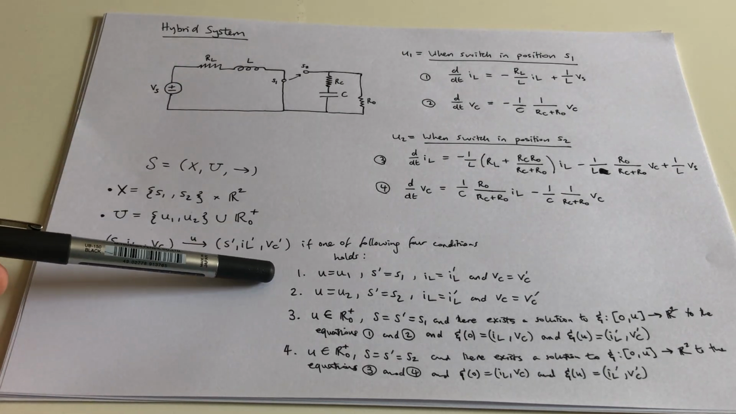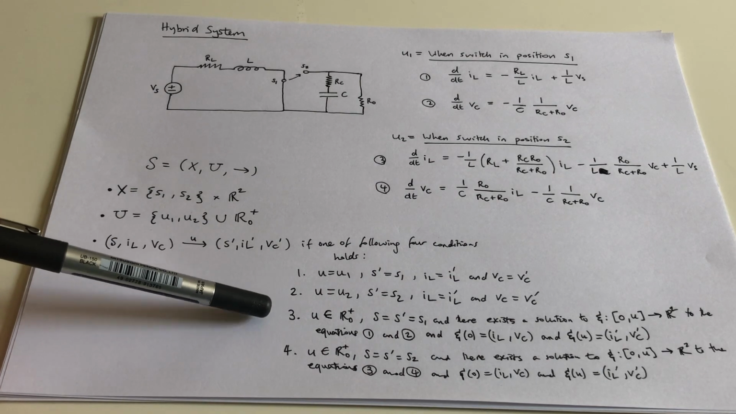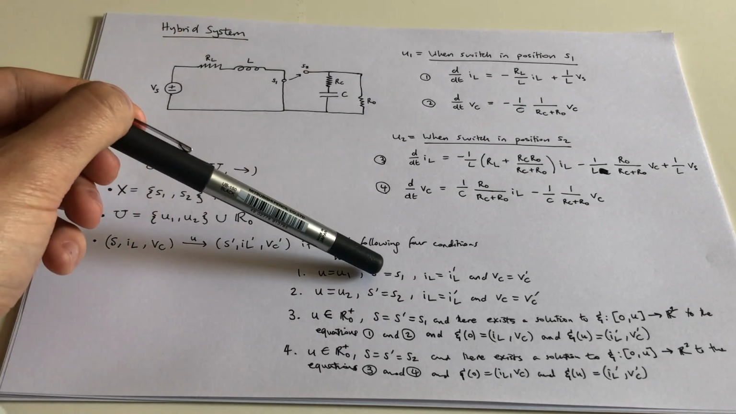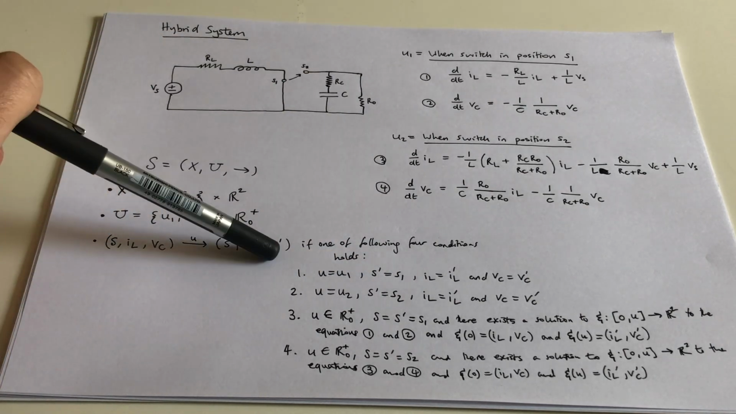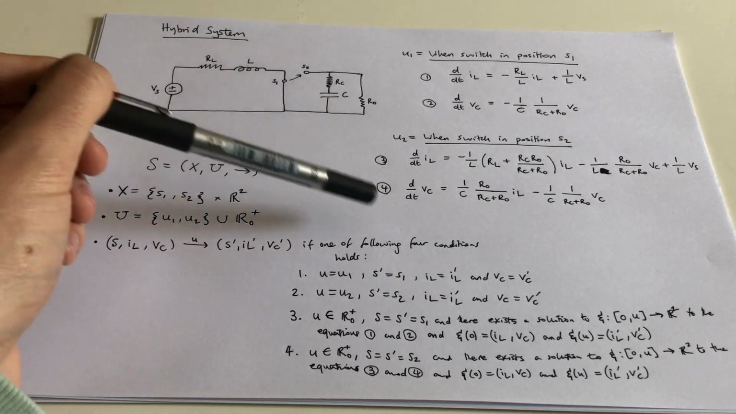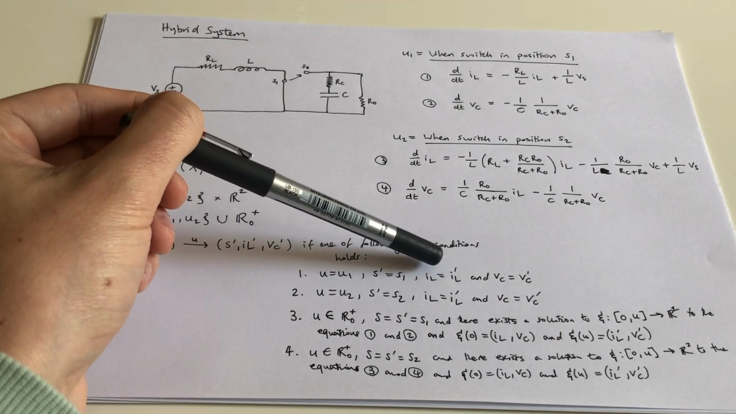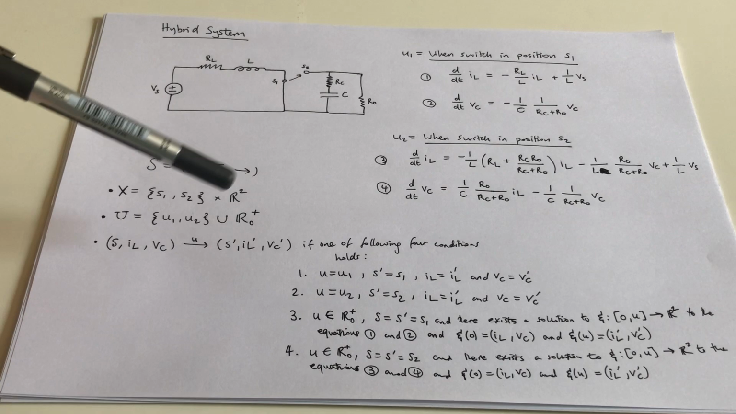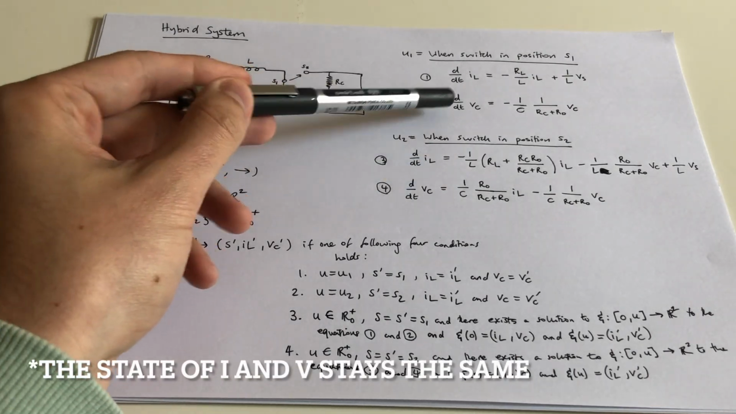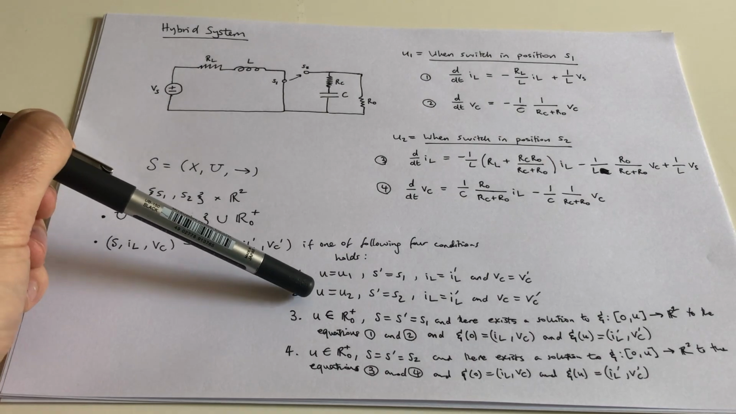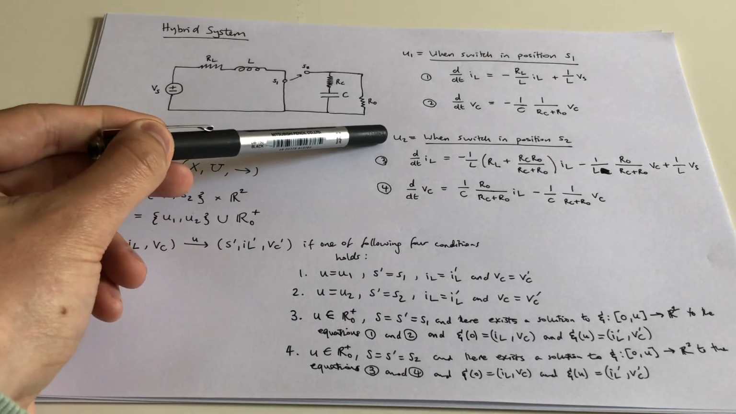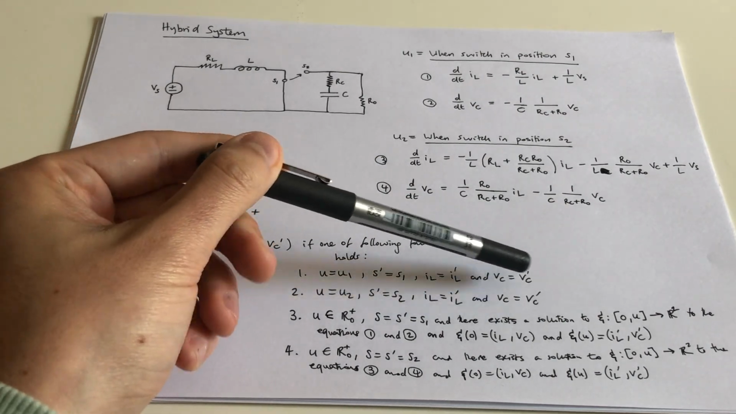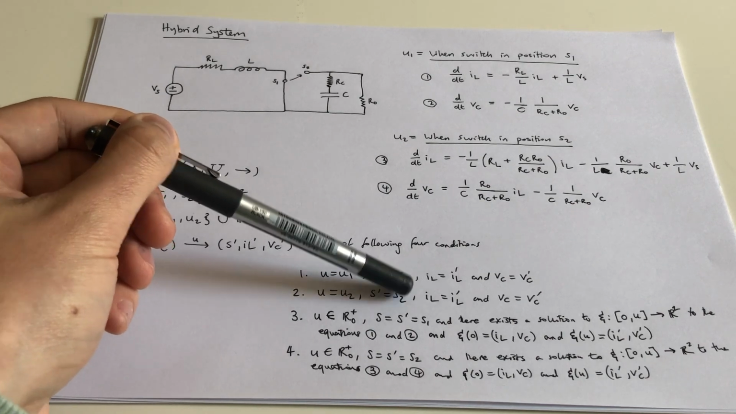And here we have 4 conditions for how that system will evolve over time. So in the first case, when U is U1, then we say that the switch in the transition should be switching to position S1, and that then I and V remain the same. Only the switch is changing here. The dynamics themselves are remaining the same. Similarly, when we set the input to U2, I_L and V_C will remain the same, but the switch will change to position S2.